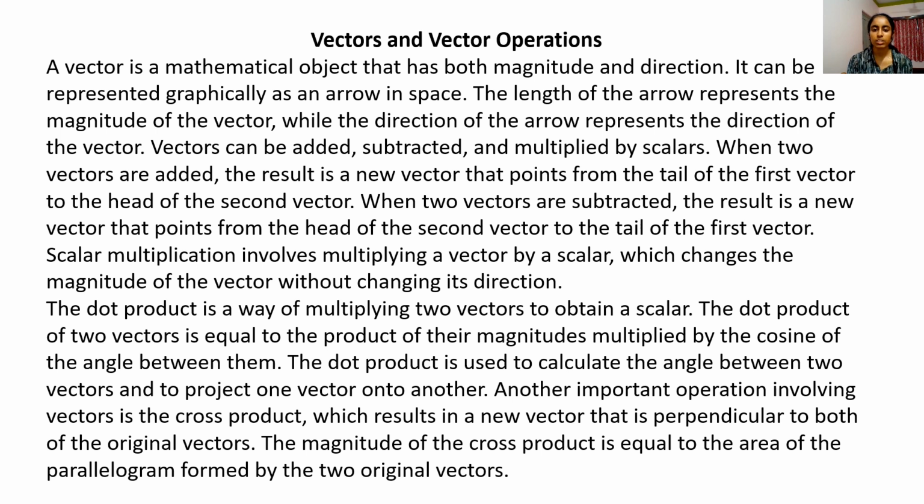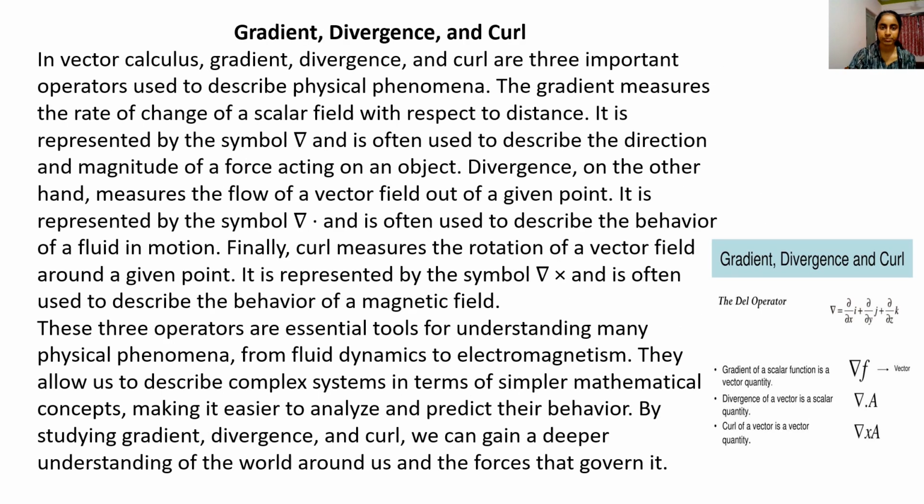angle between them. The dot product is used to calculate the angle between two vectors and to project one vector onto another. Another important operation on vectors is the cross product, which results in a new vector that is perpendicular to both of the original vectors. The magnitude of the cross product is equal to the area of the parallelogram formed by the two original vectors.